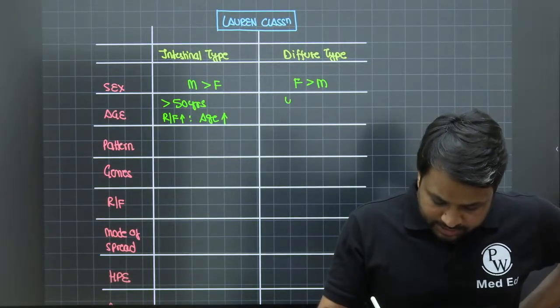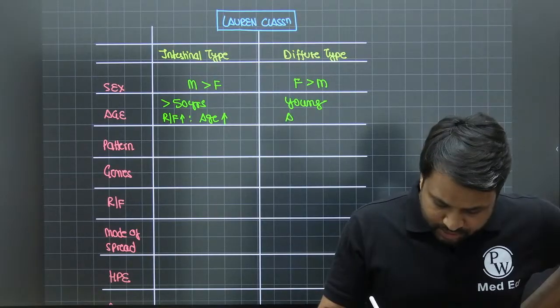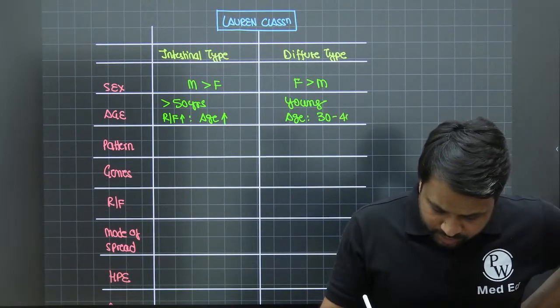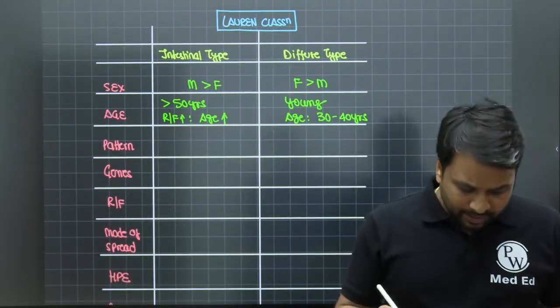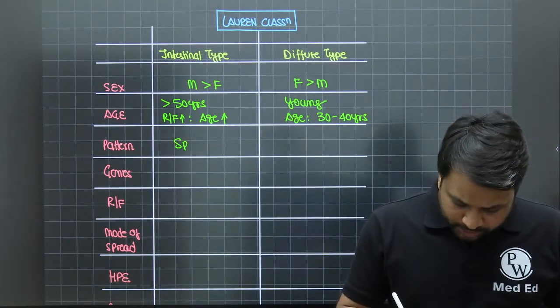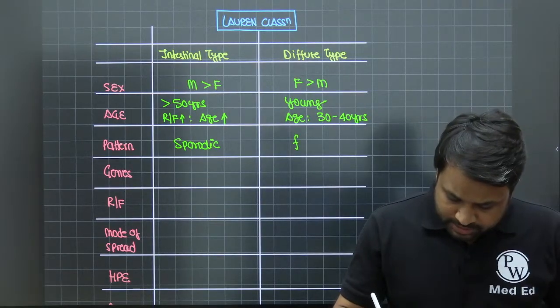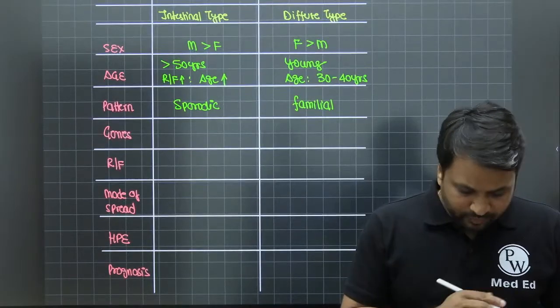Whereas here it is relatively seen in younger patients. So the usual age of presentation here is going to be between 30 to 40 years. When I say pattern, remember this is sporadic. That means it can be seen in any person in the general population. This happens to be your familial component.